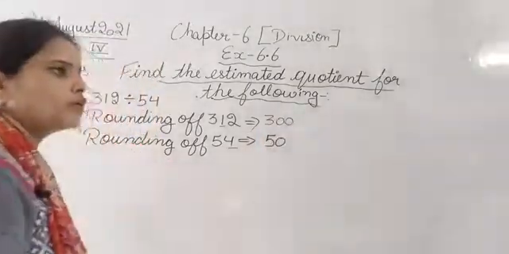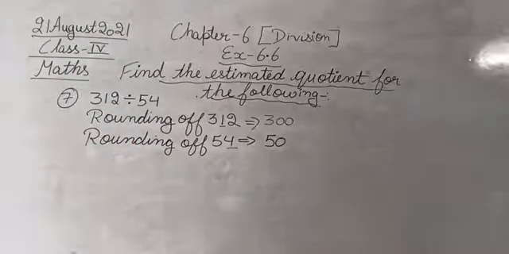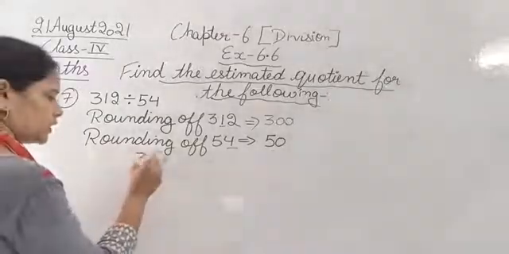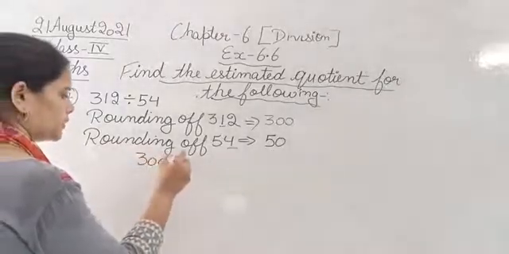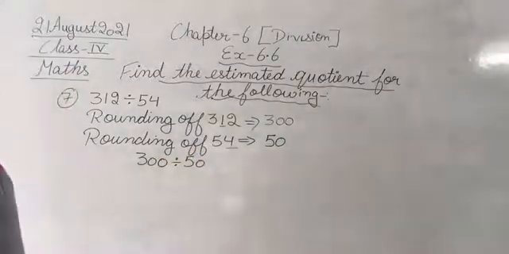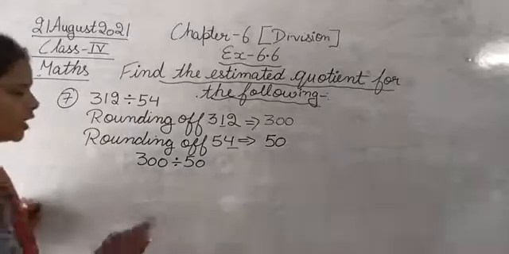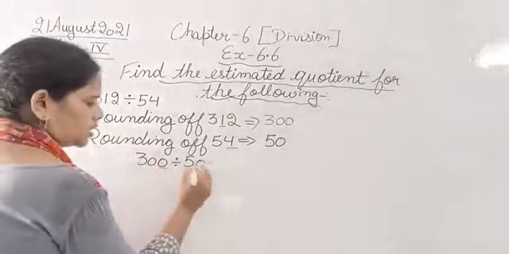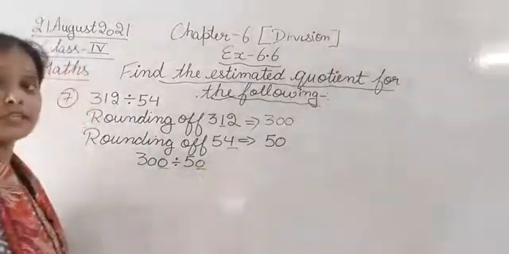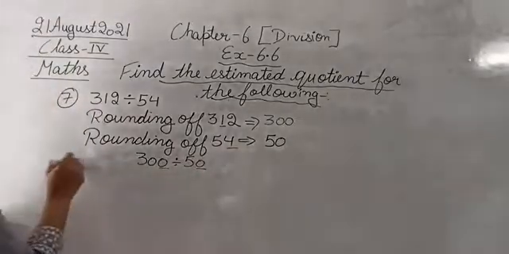Now the dividend and the divisor that we get after rounding off the numbers are 300 divided by 50. Again we will remove the common zeros to solve this. So let's write the statement.